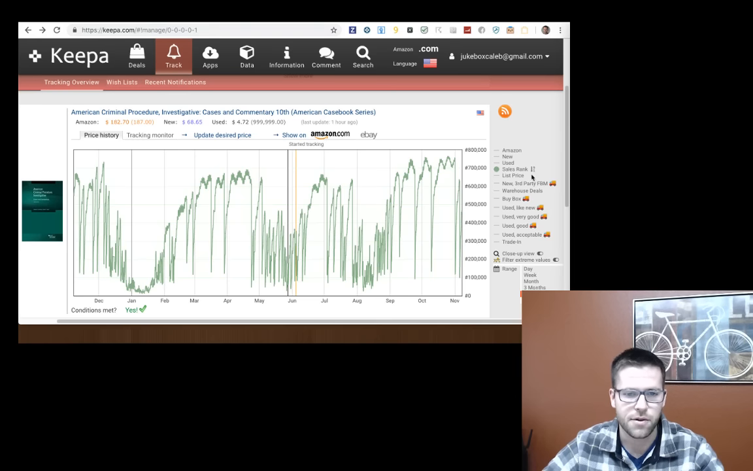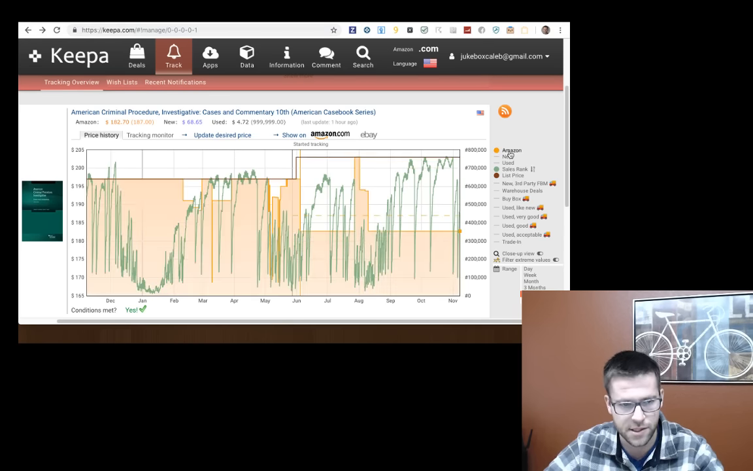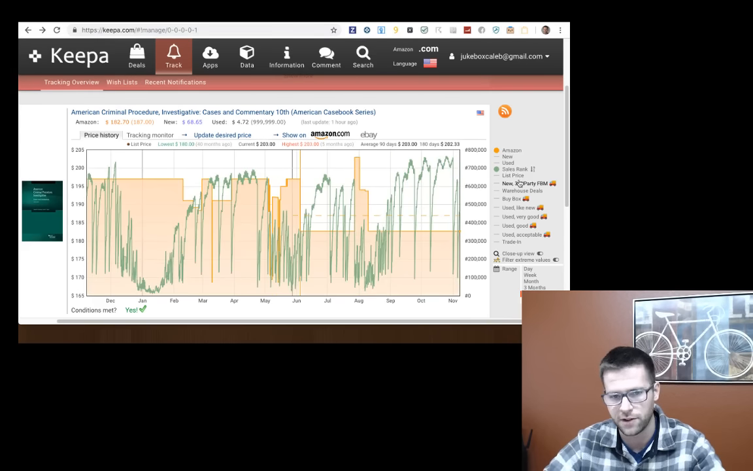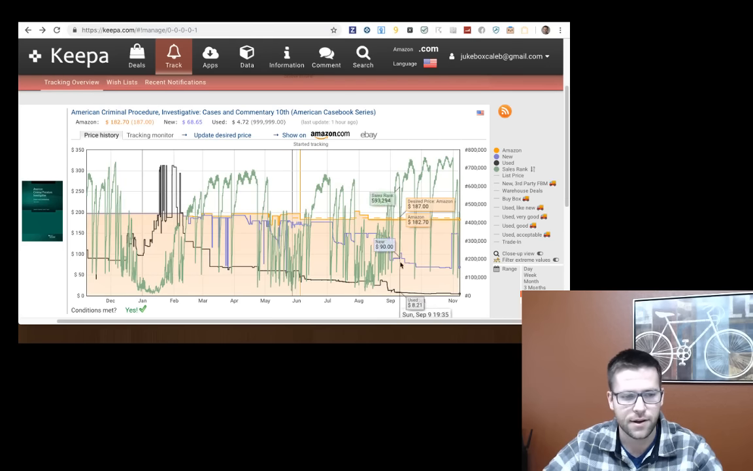All right, so that is rank. Let's look at a couple other things that are in here. One, we can see the list price. And the list price is usually, again, going to stay stagnant. That's set by the publisher. Amazon's typically going to stay just a little under the list price, so that's not really relevant to me. Let's turn the prices back on. When we put it all together, again, it can be fairly confusing, but green is rank, black is used, blue is new, orange is Amazon. We can show some other pricing as well.